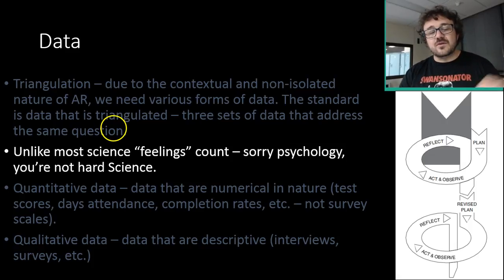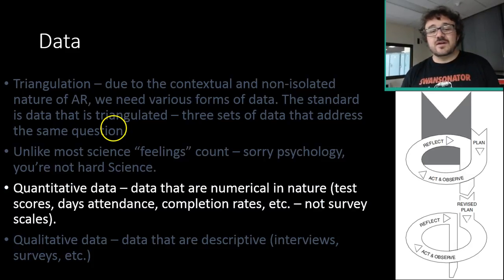We'll get to qualitative in a second. We start off with quantitative data. This means data that are numerical in nature. If your data are test scores, days attendance at school, because obviously that has a huge impact, completion rates, etc., not survey scales though. Survey scales are how do I feel about something, strongly agree, disagree, whatever. That's not quantitative, even though you're going from 1 to 5. That's qualitative. So we can use quantitative data. That's gold. The scientist in me loves that.